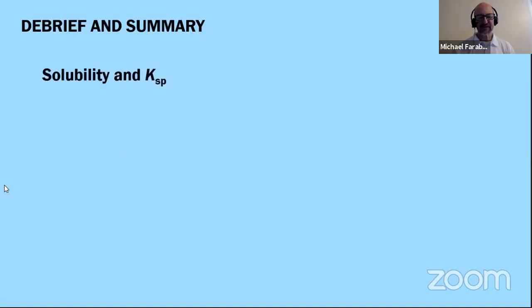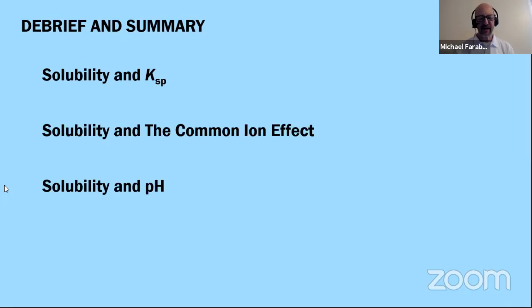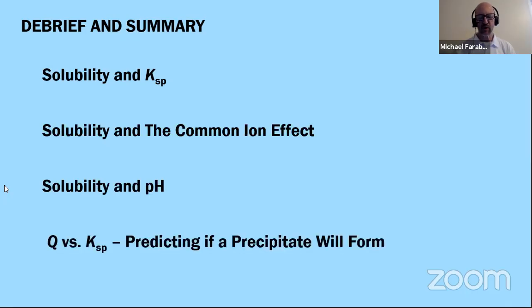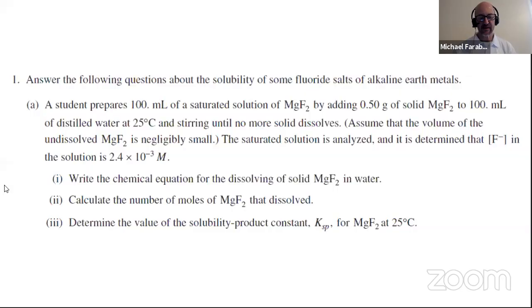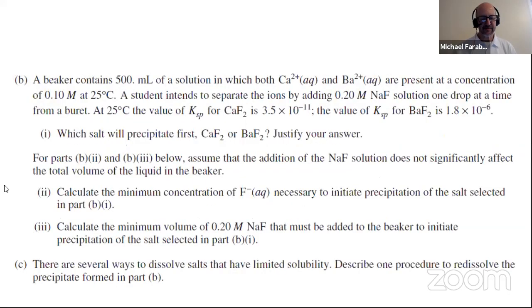All right, well, thank you for hanging in there. We talked about solubility and Ksp and the common ion effect and the effect of pH on solubility, as well as Q versus Ksp. So here is your AP exam practice homework problem, which I will go over in tomorrow's lesson. So take a screenshot of that. There is part A with Roman numerals I, II, and III. And we also have parts B and C and all of the subparts there.